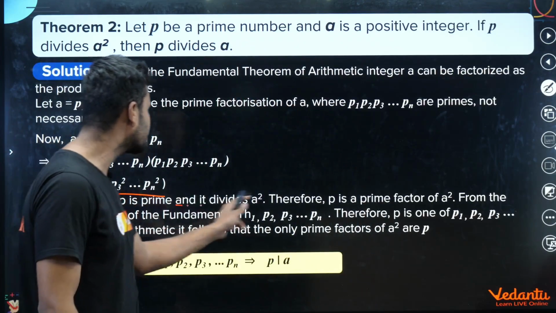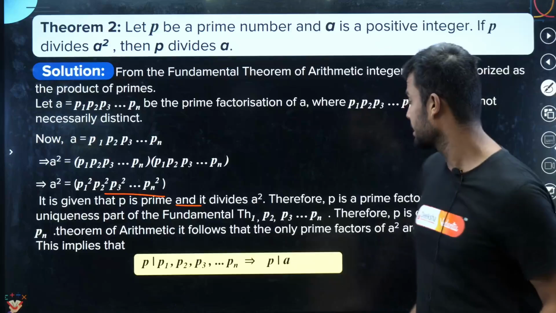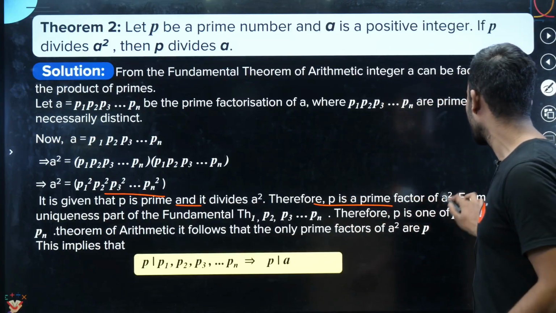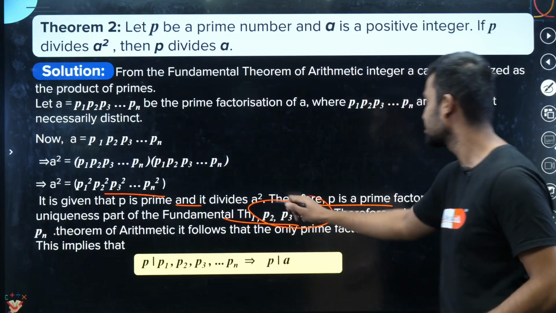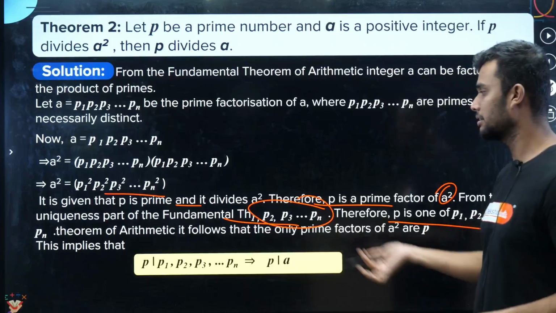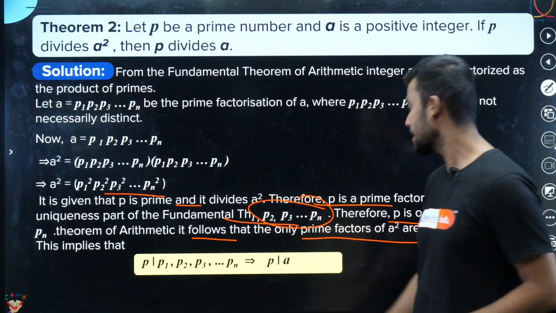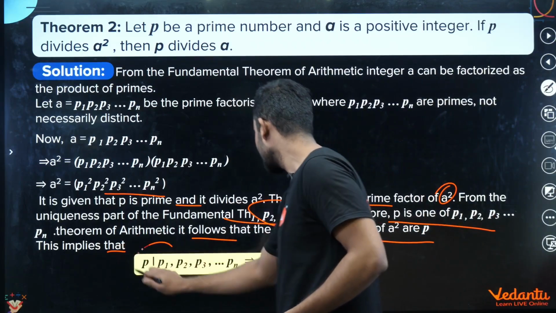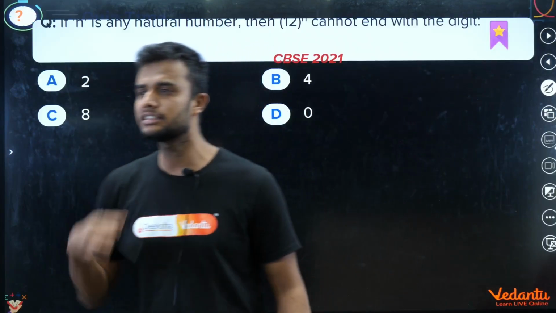It is given that P is prime and divides A square. Therefore, P is a prime factor of A square. From the uniqueness part of the fundamental theorem of arithmetic, it follows that the only prime factors of A square are P1, P2 and so on. This implies that P is one of them. I hope it's clear. Okay, students, very important, just learn it.